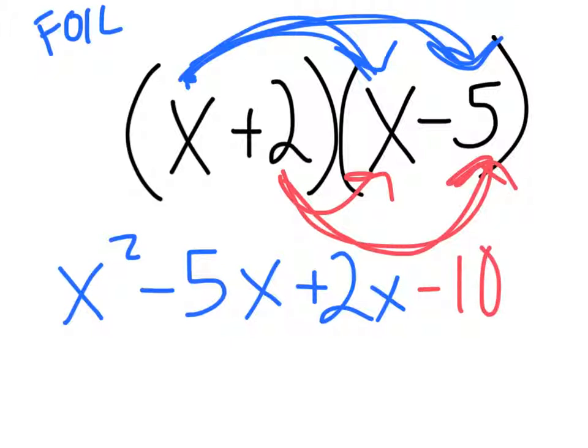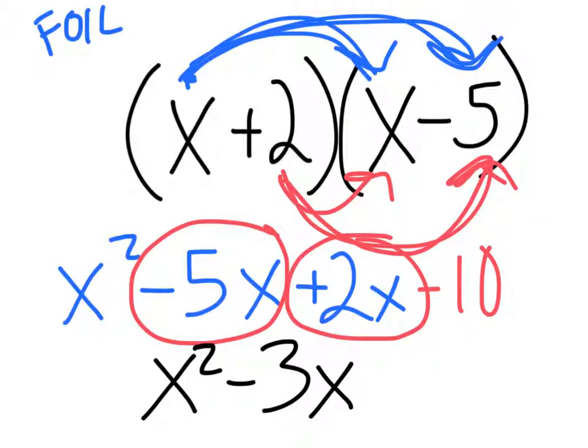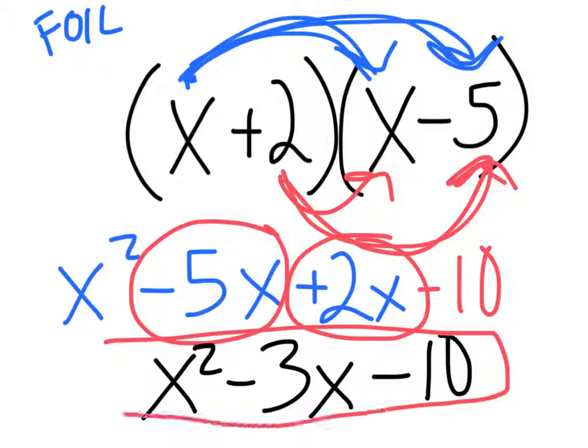Let's combine a couple like terms. When I'm looking at this, I know that we can combine negative 5x and positive 2x. And when we do that, we're going to get x squared minus 3x minus 10. This is our answer. We can't simplify this any further.